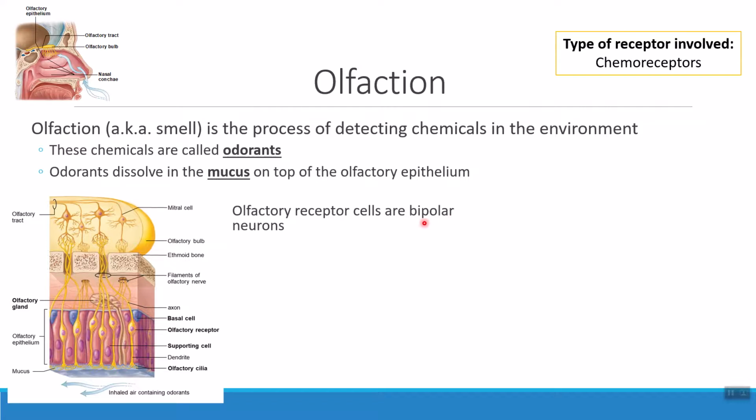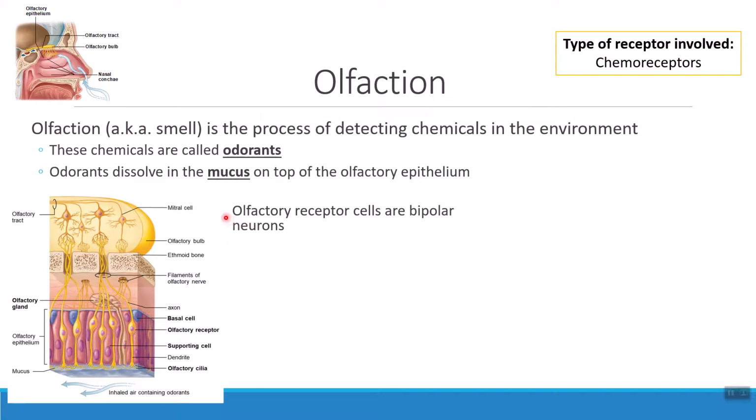Bipolar. Remember that when we were learning our classifications of neurons, the only place we had bipolar neurons was in the special senses. When you have a bipolar neuron, we have dendrites that all fuse together, go to the cell body, and it extends off of the cell body in a single axon. So we have one group of things going into the cell body, one group of things leaving the cell body. This is why we call these bipolar neurons.